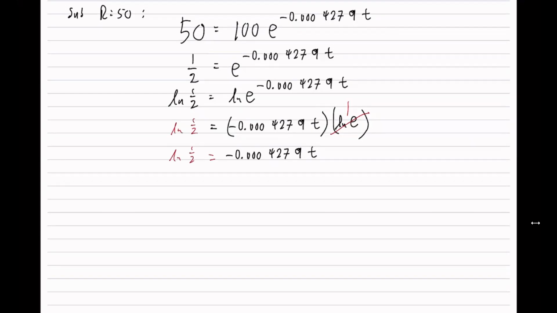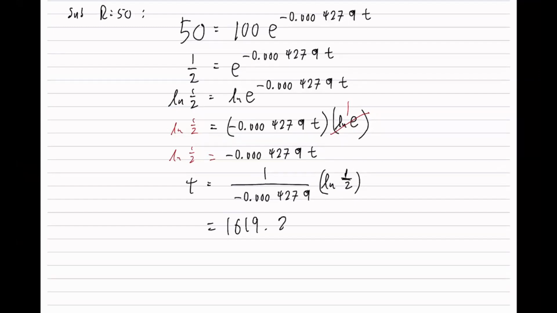Then you solve for t. So just divide 1 over negative blah blah blah, multiply by ln half. What is that value? Type in the calculator for me. It's 1619.881235. 3 SF will be 1620.